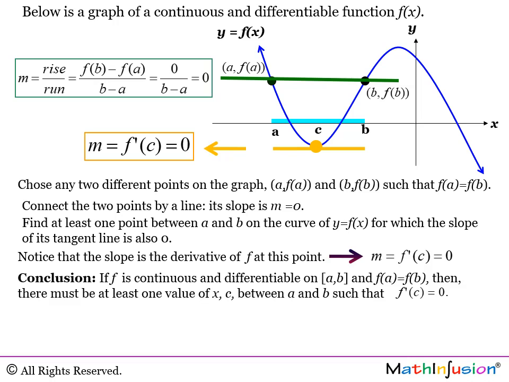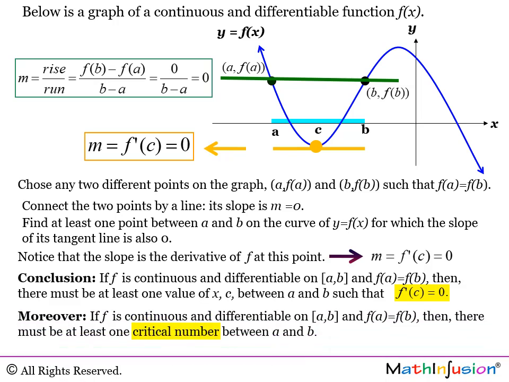Conclusion: if f is continuous and differentiable on the closed interval [a, b], and f(a) equals f(b), then there must be at least one value of x, for example c, between a and b, such that f prime of c is 0. This is a very important issue, because if f is continuous and differentiable, then if f prime of c equals 0, it must be a critical number between a and b for the function f(x).